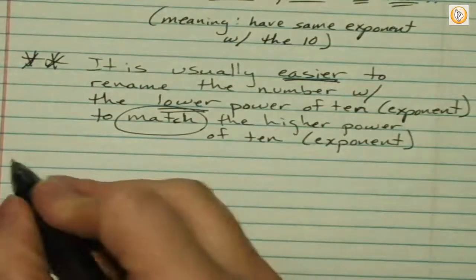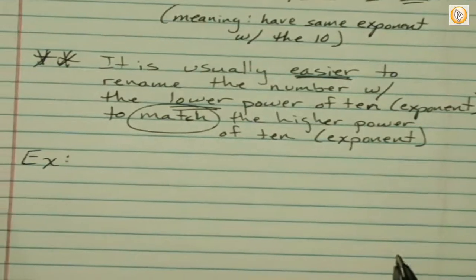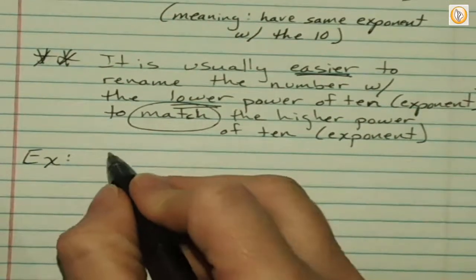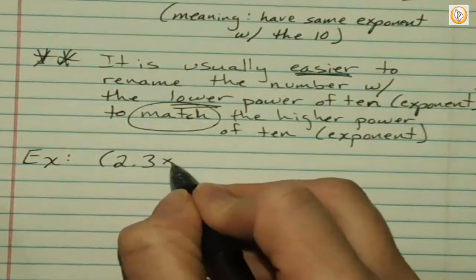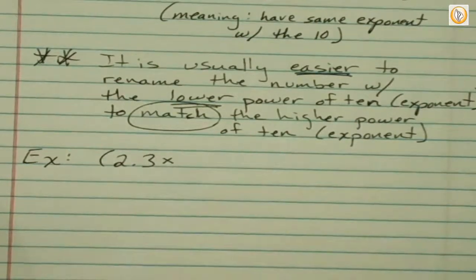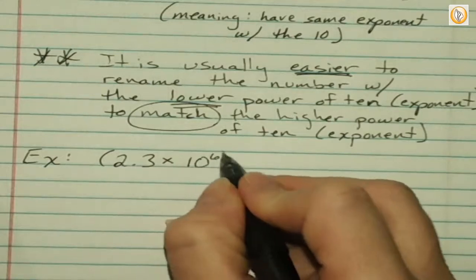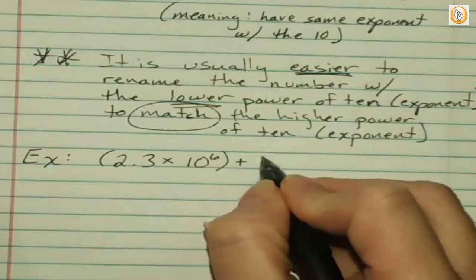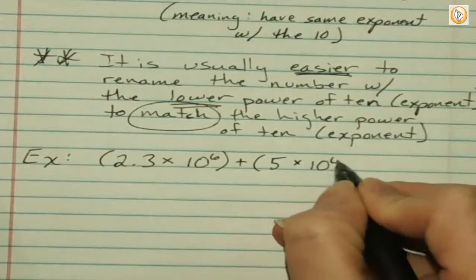Okay. All right, so example. All right, jumping right in. Let's say I have 2.3 times 10 to the 6th power plus 5 times 10 to the 6th power.